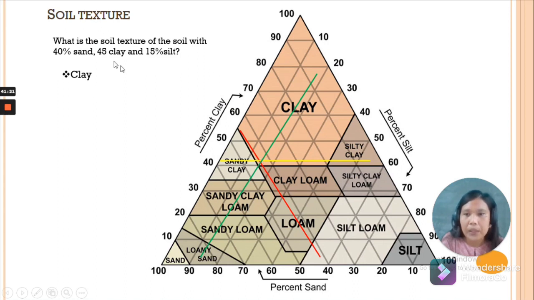It is a clay. But if you look close enough, 40% sand, 45% clay, 15% silt, just look at the quantity. The clay is 45%, higher than 40 and higher than 15. So probably it is clay. That's just the technique, okay?